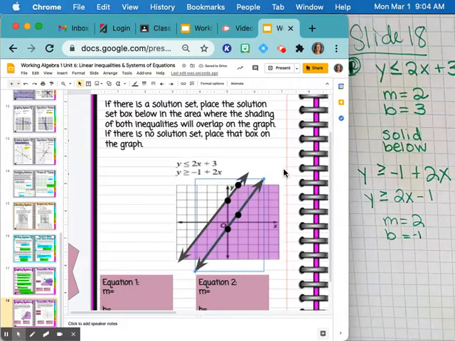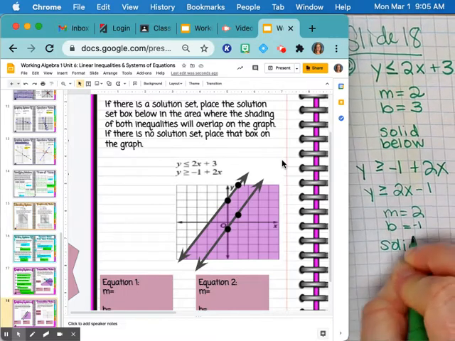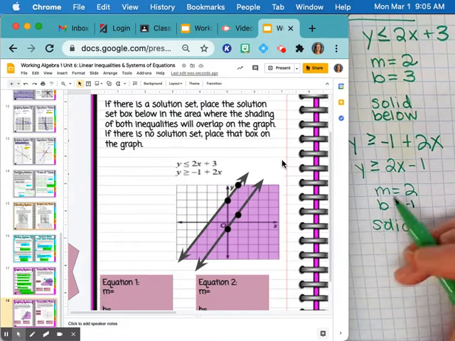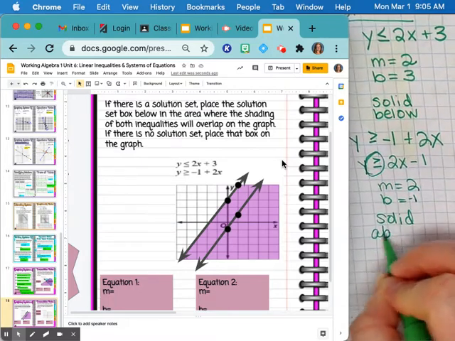There we go. So it is a solid line, so I'm going to write solid on here. And then how is it going to be shaded? Greater than, above.